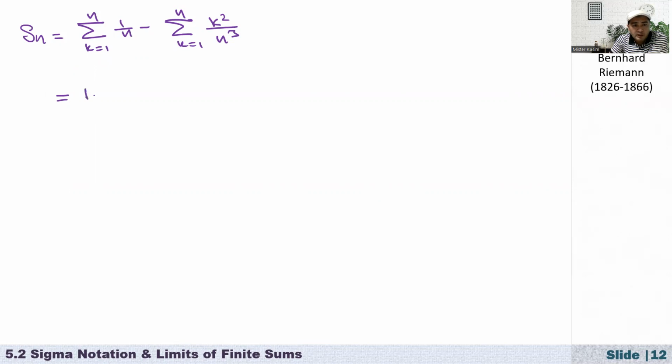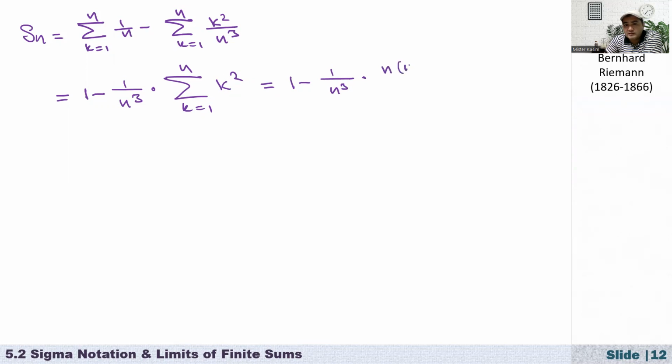So here we have 1 minus, and this n cubed again is not dependent on k. What is changing here is k. So here we have 1 over n cubed times the sigma, k is equal to 1 to n, of k squared. And we have just proved the sum of the squares of the first n natural numbers. So that's equal to 1 minus 1 over n cubed times, what is this sum? This sum is equal to n times n plus 1 times 2n plus 1 over 6.